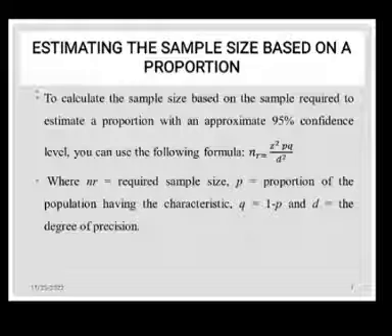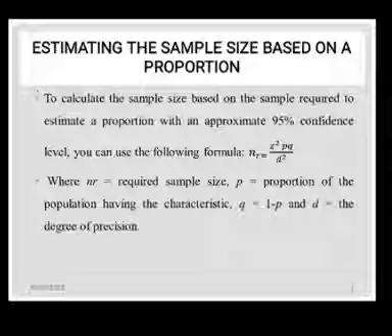Now, the next one is estimating sample size based on proportion. To calculate the sample size based on proportion, the researcher needs to be 95% confident, and you can use the following formula, where n_r is equal to z squared PQ divided by d squared, where n_r is the required sample size, P is the proportion of the population having the characteristic, Q is given by 1 minus P, and d is equal to the degree of precision.